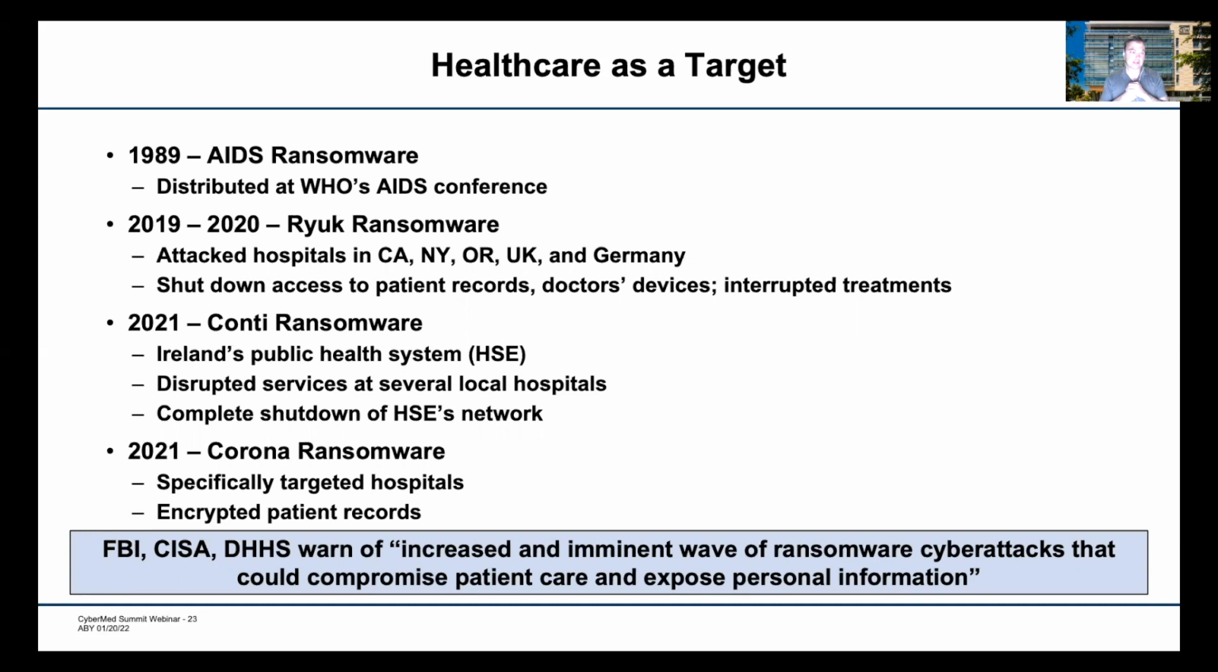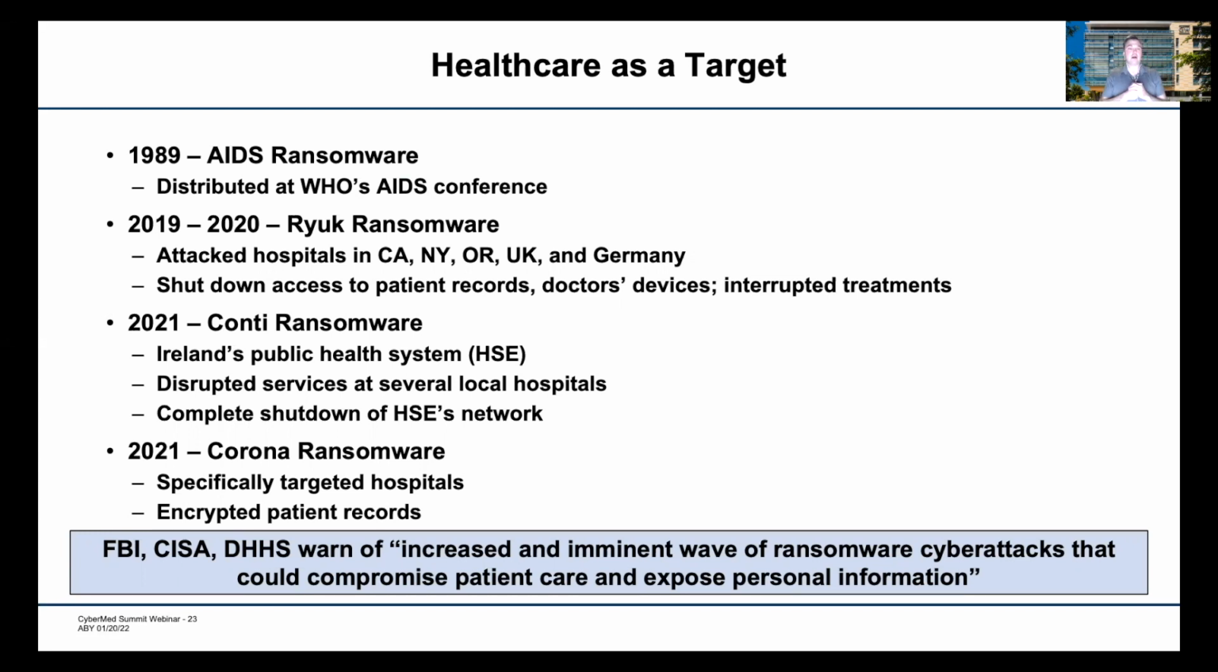For example, in 2019 to 2020, the Ryuk ransomware attacked hospitals across the U.S. and in Europe as well, and it shut down access to patient records, doctor devices, and really interrupted treatments. The Conti ransomware, for example, attacked Ireland's public health system and disrupted services at multiple local hospitals, and actually completely shut down the network of this public health system. And even very recently, there's a ransomware that calls itself Corona ransomware that specifically targets hospitals, and they pretend to be COVID-related information, using social engineering to get onto the victims' networks and then encrypt patient records.